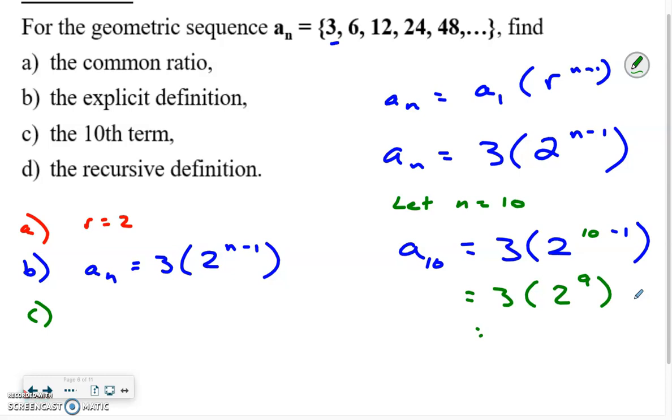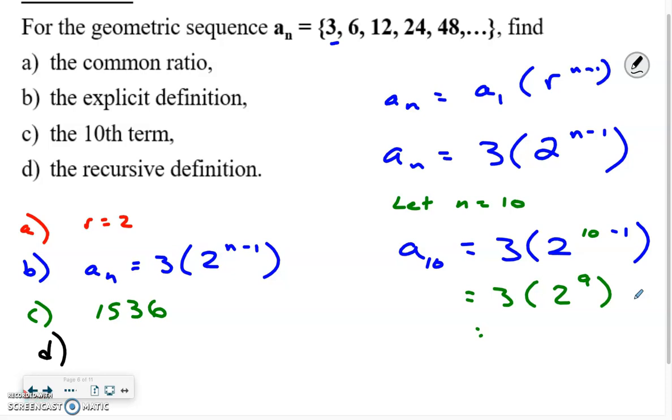All right, so 2 to the 9th power, how much is that, please? 2 to the 9th, anybody have it? 512, I believe, yeah. And then 3 times 512, what are we going to have? 1536? Yeah. Okay, good.